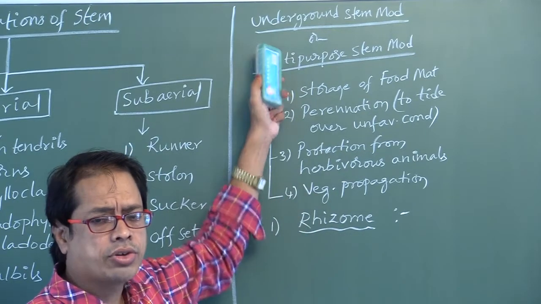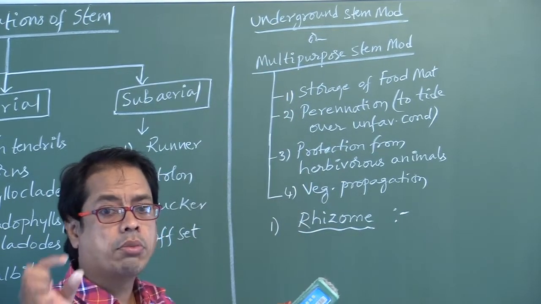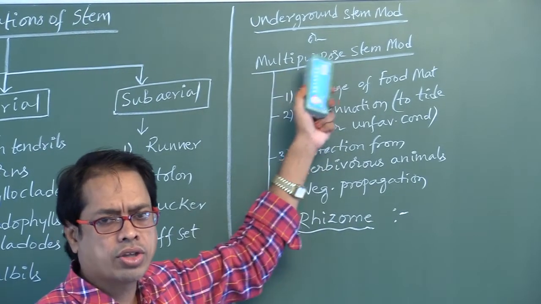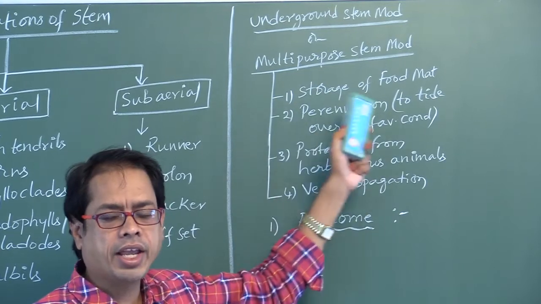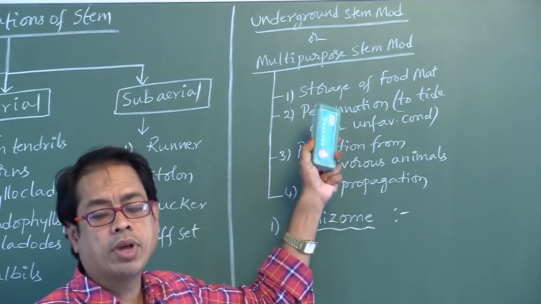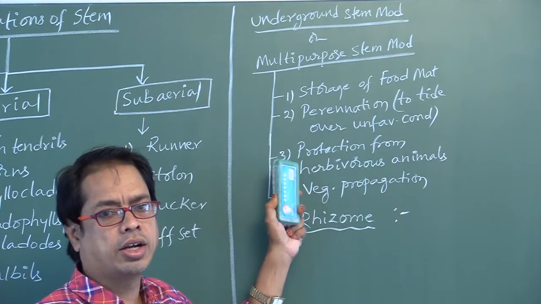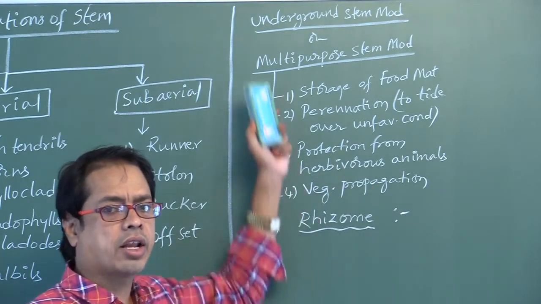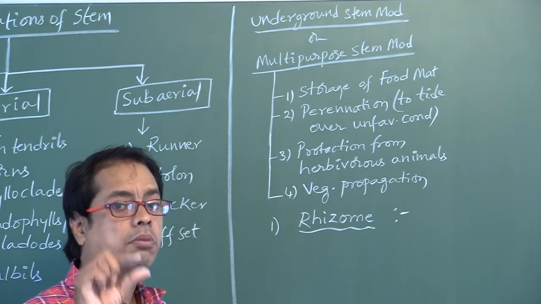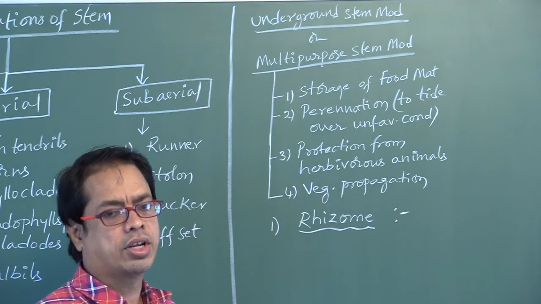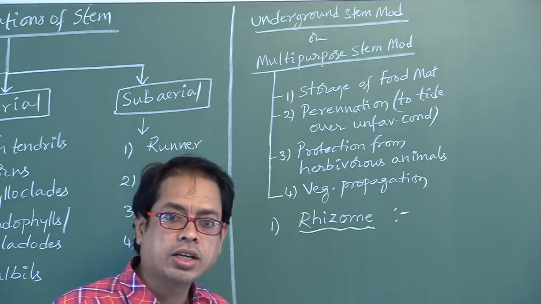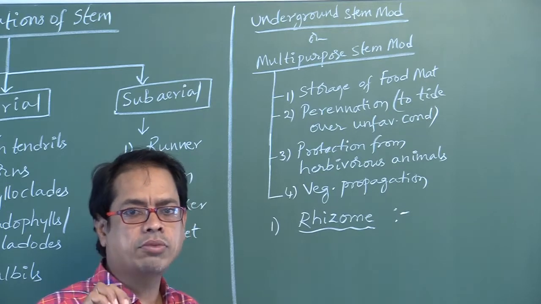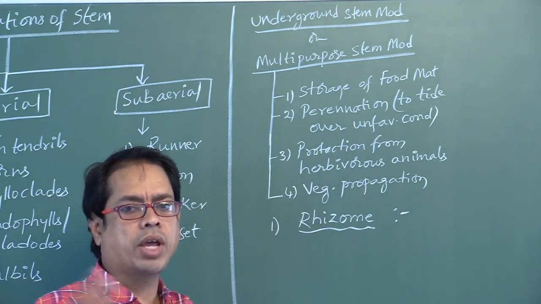So underground stem modifications are also called multi-purpose stem modifications because of storage of food materials, perennation, protection from herbivorous animals, and last one, vegetative propagation. What are the different types of underground stem modifications? Four types: rhizome, corm, stem tuber, bulb. One by one we have to learn.